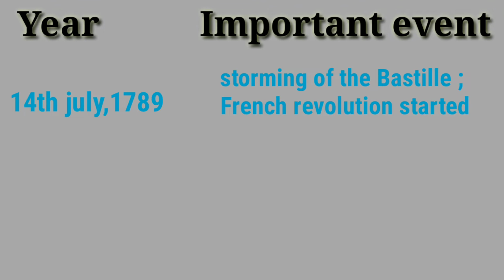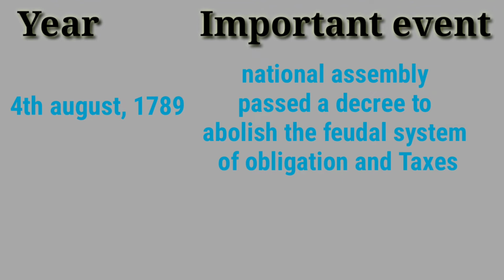Then on 4th August 1789, the National Assembly passed a decree to abolish the feudal system of obligation and taxes. So basically we know that the National Assembly was formed out of the third estate members. So on this date, the National Assembly passed a decree to abolish the feudal system. We know that on the third estate there was a lot of burden of taxes and the feudal system and all that. So they passed a decree to abolish all this feudal system and obligation of taxes.